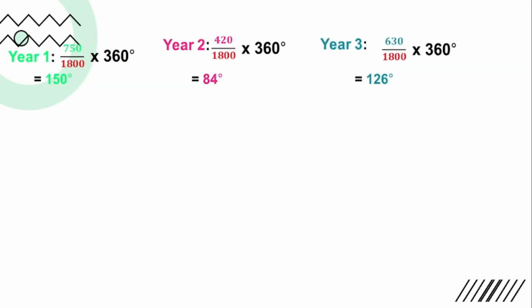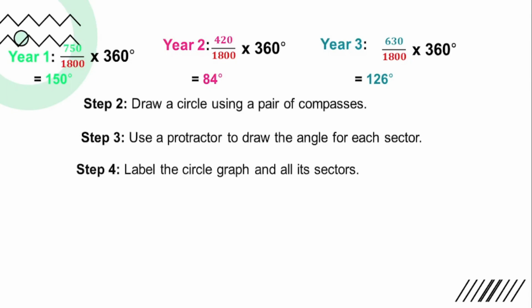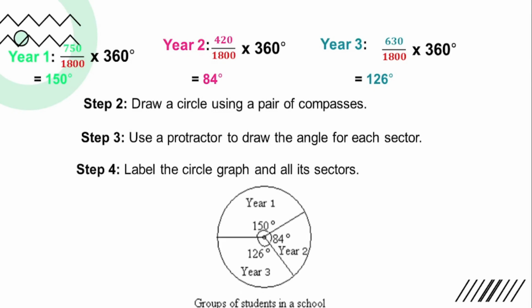Since we already have the angle of each sector, let's proceed to the remaining steps: step 2, step 3, and step 4. However, let's just assume that we already performed the steps since we are in a virtual environment. So, as you can see, we already have our pie graph. You think we are done yet? Not quite, since we skipped some steps.